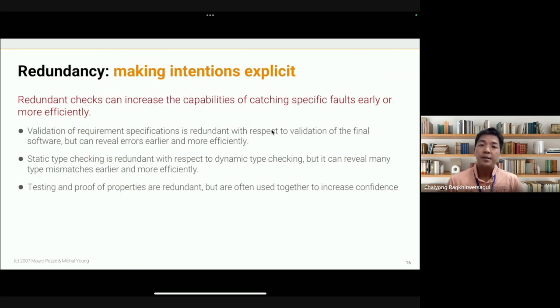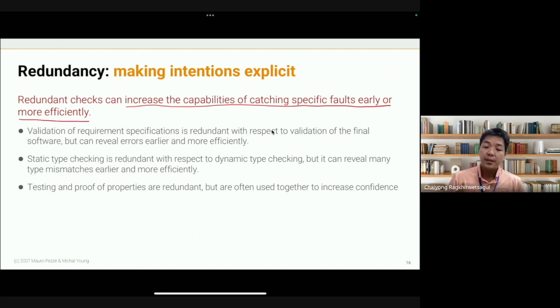The second one in the AT&T principle is called redundancy. So redundancy is when you do something similar over and over again. We do that intentionally because we want to increase the chance that we find faults in our software.